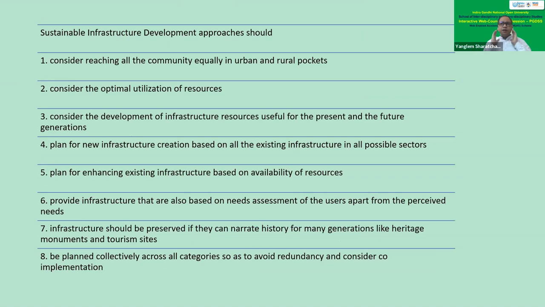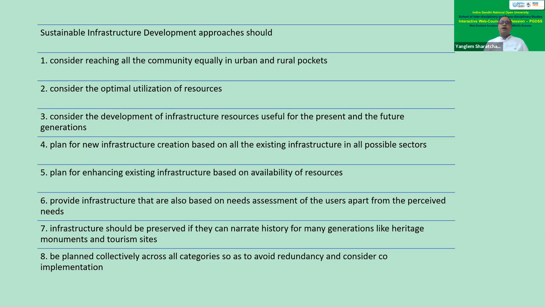So when we develop infrastructure, a few of the points we need to keep in our minds are that such infrastructure should reach all the community, clearly in urban and rural pockets. It means there should not be any disparity between these. As we know, we have an urban and rural divide. We must avoid all that, right?